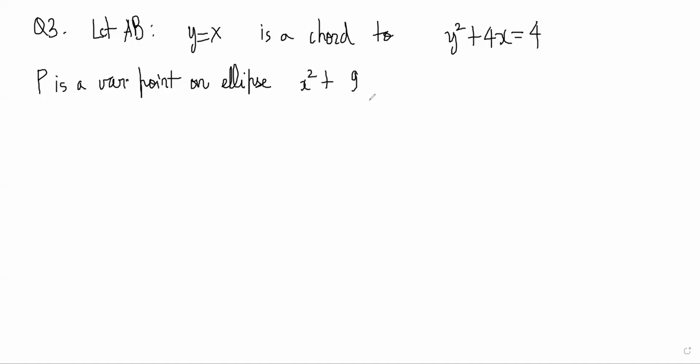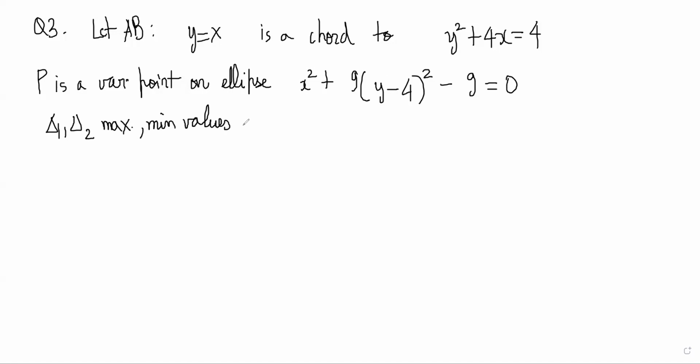Square plus 9 minus 9 equals 0. Theta 1 and theta 2, maximum and minimum values of area of triangle ABP. Some values. We have to find possibly theta 1, theta 2 values and the ratios and stuff like that.